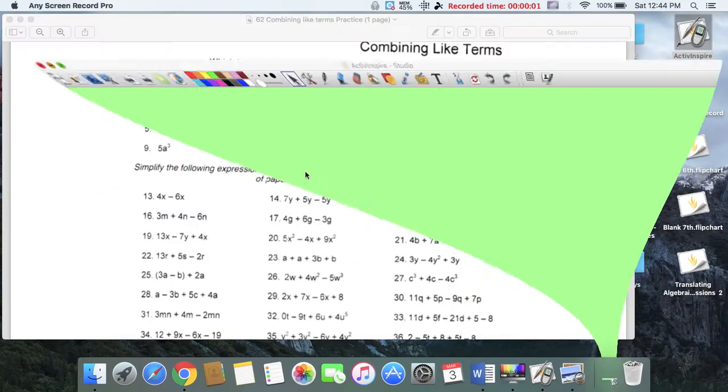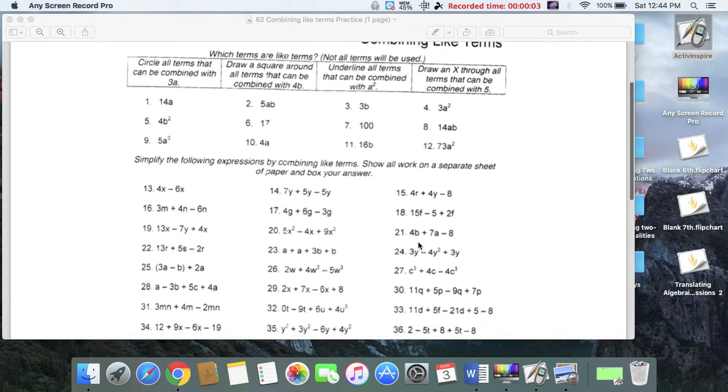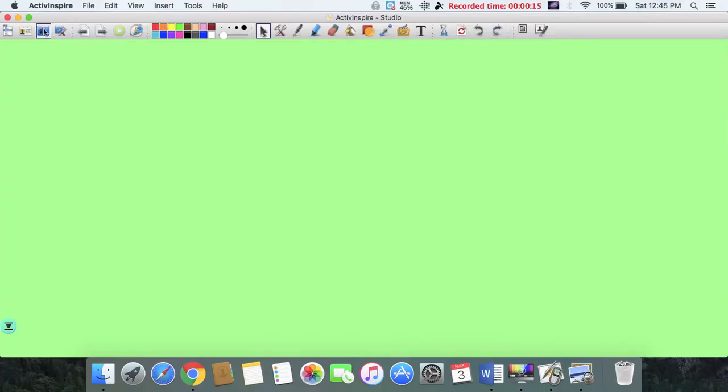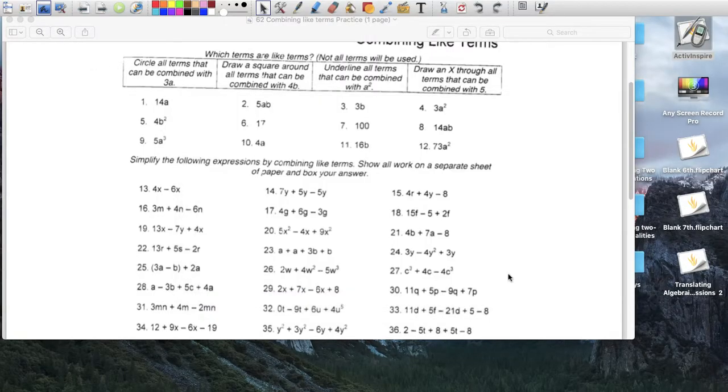This is the homework, and I think this is it. So I need to first hook things up here. All right, so let's see if it works. Yeah, it does.